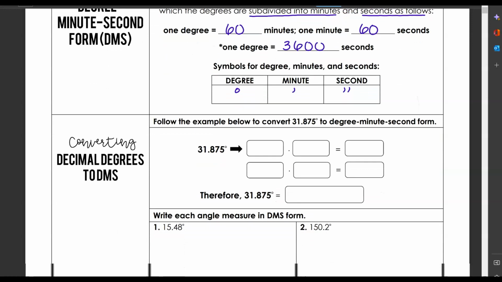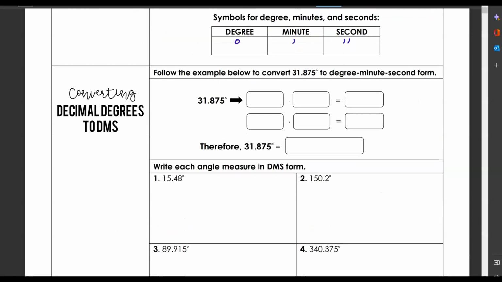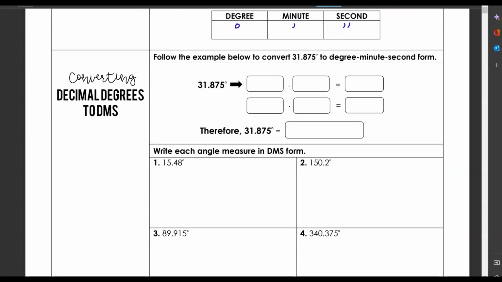So let's take a look at this. Follow the example below to convert 31.875 degrees to degree, minute, second form. Note that we have 31 degrees, so we're really taking this decimal piece here and we're going to break that up. We're going to start off with 0.875, and now we're going to take that and multiply that by 60. So this 60 represents how many minutes are going to be accounted for.